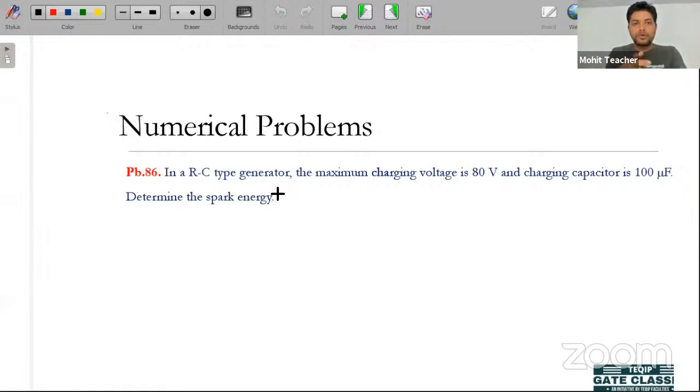Okay, some problems have not come yet, but I found them in books, so that is why I prefer this one. In an RC type generator, the maximum charging voltage is 80 V. So the maximum charging voltage, VC star, is 80 V. The charging capacitor is 100 microfarad. F is farad, and micro is 10 raised to power minus 6. So the value of C is 100 microfarad. Determine the spark energy, meaning the energy dissipated that is required for the spark.